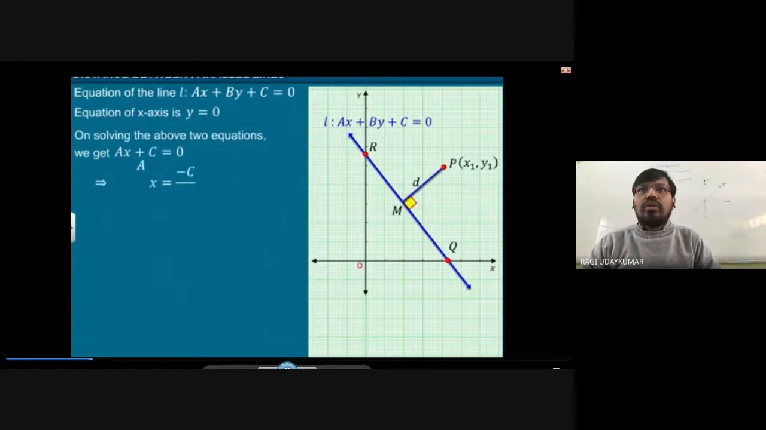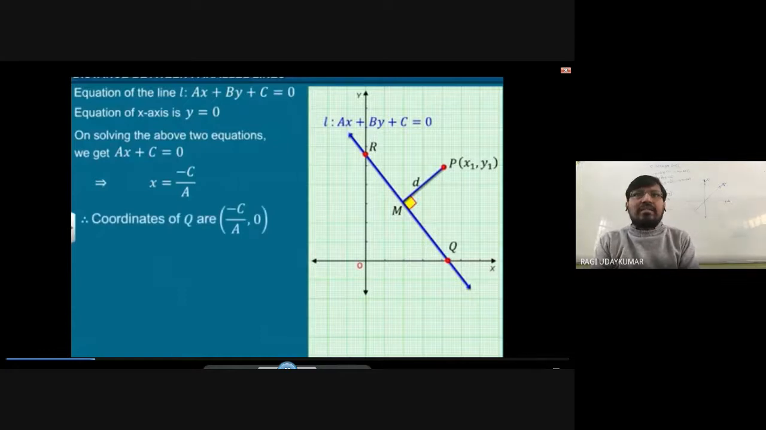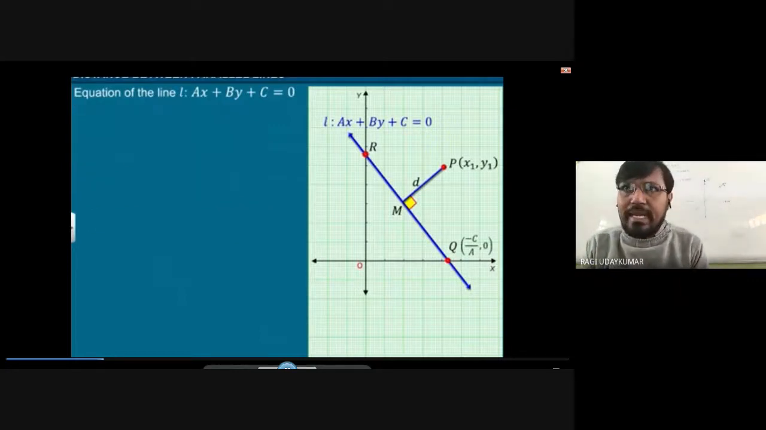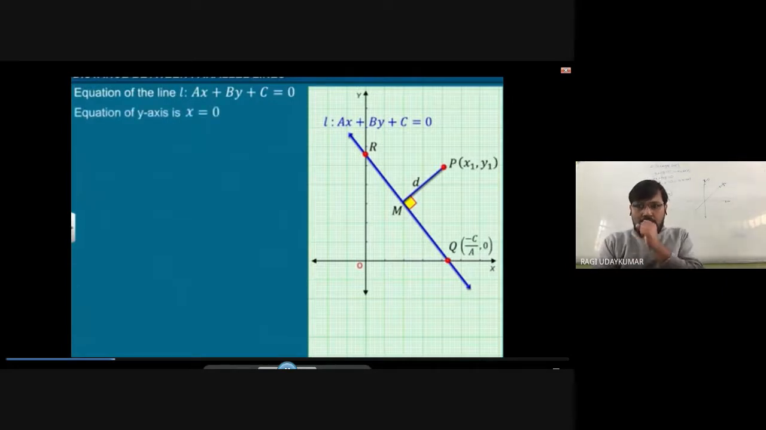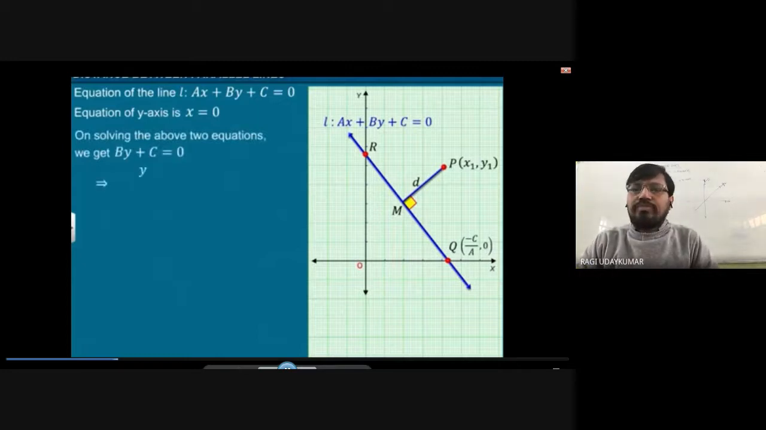Okay. So the equation of the x-axis is y = 0. On solving that, you are going to get the x point. That means point Q, you are going to get as (-c/a, 0). In the same way, point R, you get by solving this equation along with the equation of the y-axis, which is x = 0. So we will get the y value: y = -c/b. That is nothing but the x-intercept and y-intercept, which we have already learned in the previous session. So the coordinates of R are (0, -c/b).